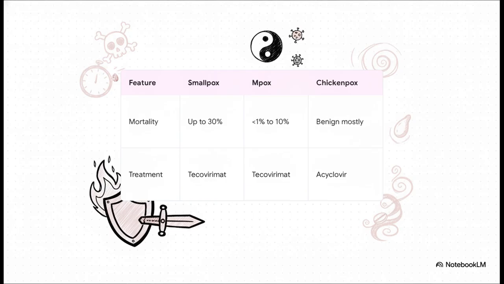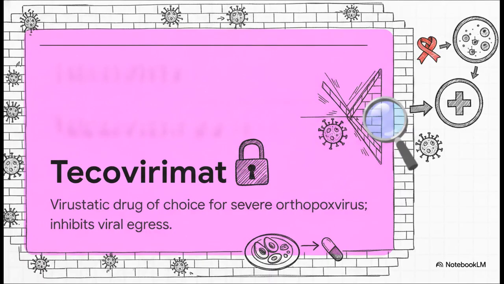Now, as for treatments, chickenpox gets acyclovir. But the orthopoxviruses, they require something with a little bit more firepower. For severe orthopoxvirus infections, tecovirimat, also known as ST246, is your absolute go-to drug. It works by inhibiting the viral egress protein, P37, essentially trapping the mature virions so they literally can't spread from cell to cell. But here's a critical board fact.